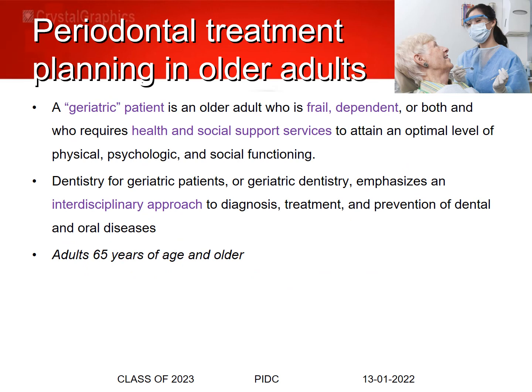Periodontal treatment planning in older adults. A geriatric patient is an older adult who is frail, dependent, or both and requires health and social support services to attain an optimal level of physical, physiologic, psychological, and social functioning. Dentistry for geriatric patients, or geriatric dentistry, emphasizes an interdisciplinary approach to diagnosis, treatment, and prevention of dental and oral diseases. Adults aged 65 and older are generally considered to be geriatric patients.